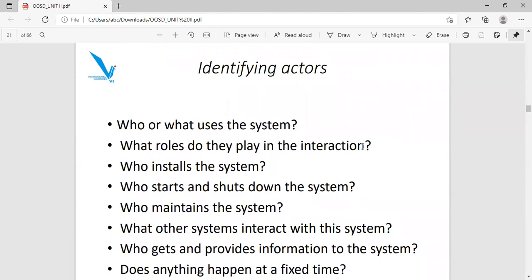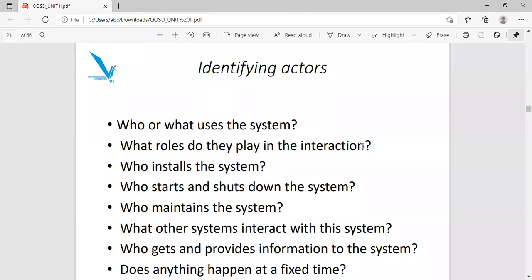So in this particular system, if I am to consider who are the actors, that means who are the users of that particular actor, if I want to identify, then what exactly my problem statement is that I have to first identify. So who and what uses that particular system, that comes under the first question. Then what roles do they play in the interaction? This is my second question.